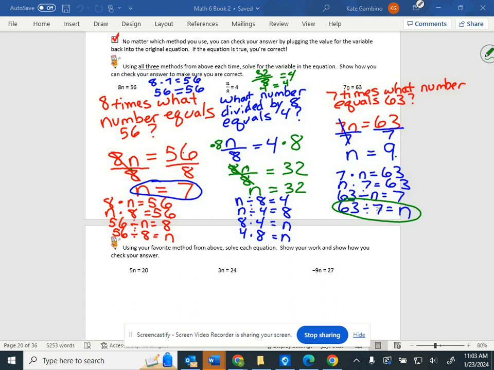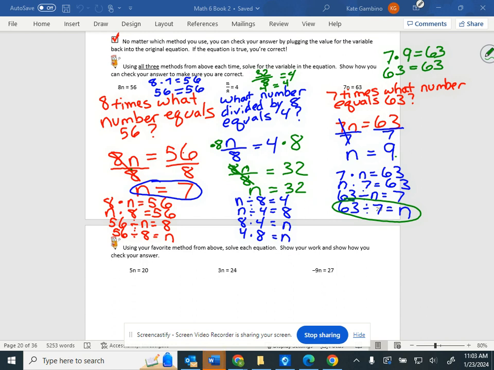I'm going to go back and I'm going to put it into my equation and say 7 times 9 equals 63. I'm going to put it in my calculator. 7 times 9, I get a 63 equals 63. That is true. 63 does equal 63.